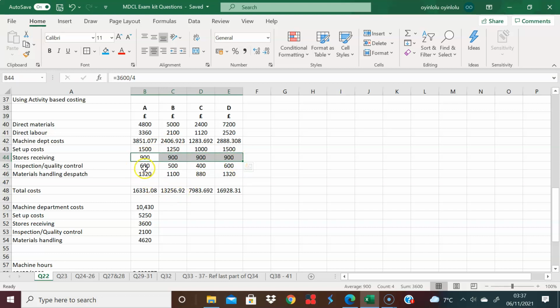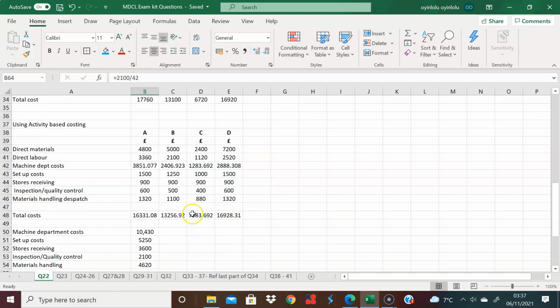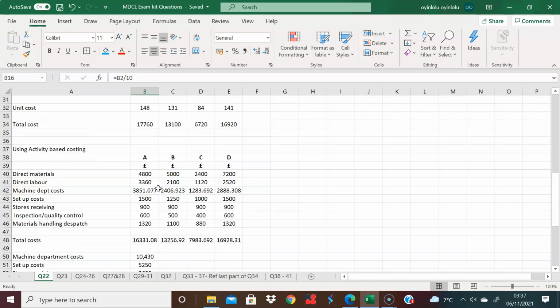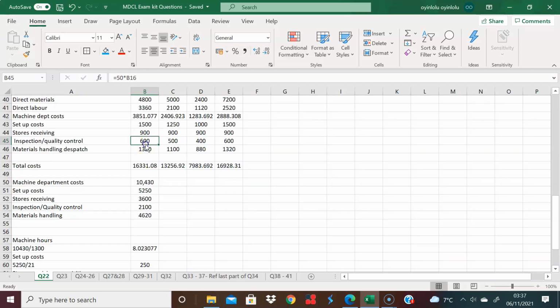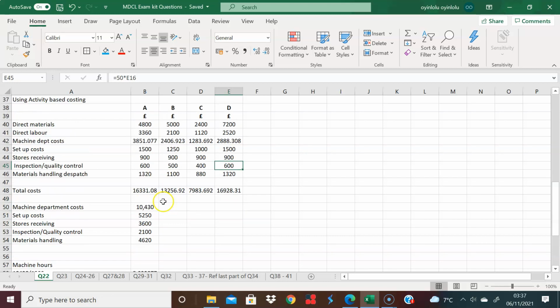And my quality inspections are done on a batch basis. So remember here, I have £50 per batch, but I have 12 batches. When we do the math, we can see that we have 50 times 12, 50 times 10, 50 times 8, 50 times 12 again, based on the batches. And the same, of course, with materials handling, which would be 110 times 12, 110 times 10, 110 times 8, and 110 times 12 again.